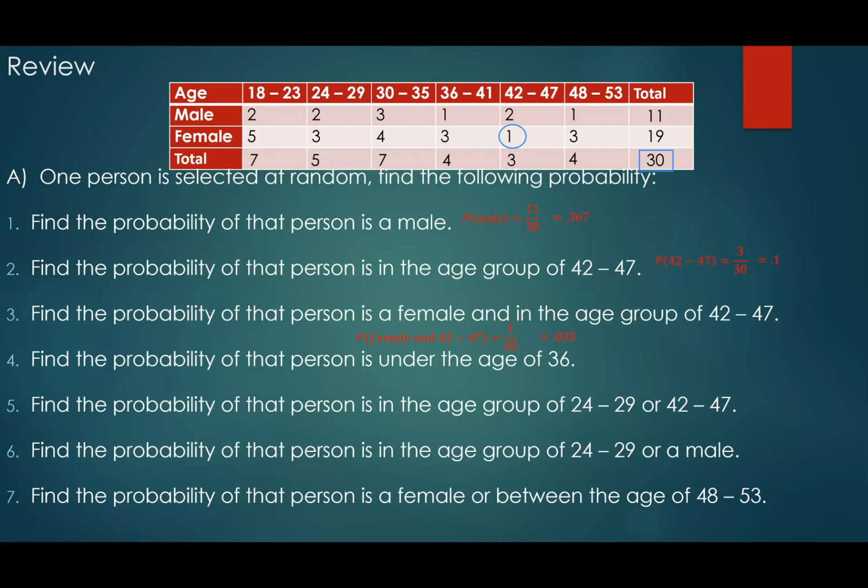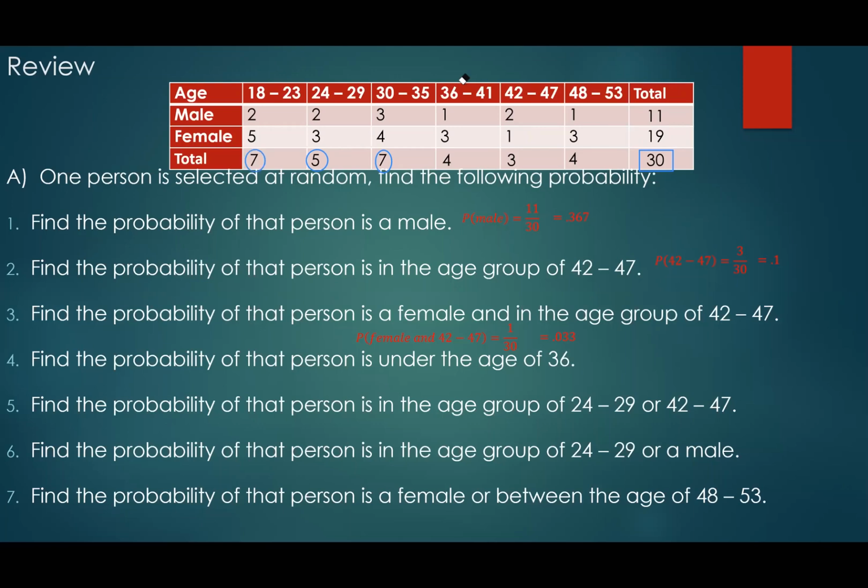Similarly, looking at number 4, they ask you to find the probability that the person is under the age group of 36. So again, under the age group of 36, do you agree that these people right here are under the age group of 36? I have 7 of them in this age group, I have 5 of them in this age group, and I have 7 of them in this age group.